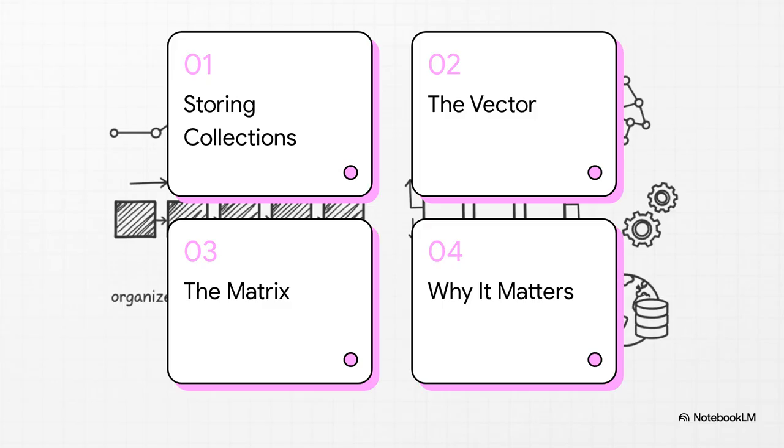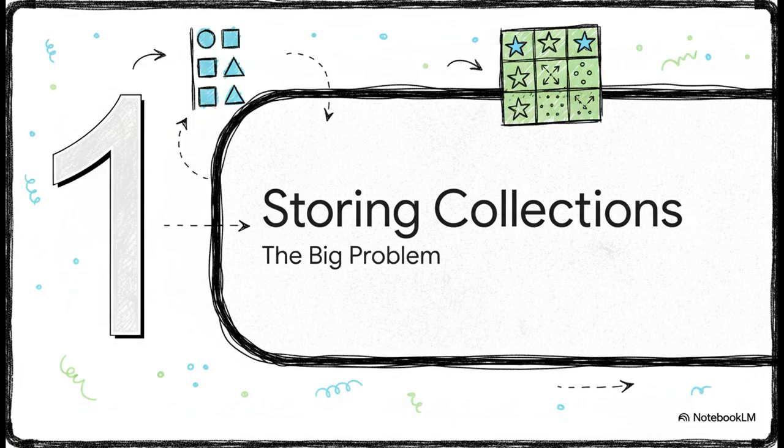Okay, so here's our game plan. First, we're going to look at the big problem that started it all, storing lots of related stuff. Then, we'll introduce the first hero of our story, the vector. After that, we'll scale things up to the matrix, which is basically a data grid. And finally, we'll put it all together and see why these things are so incredibly important. All right, let's get right to it.